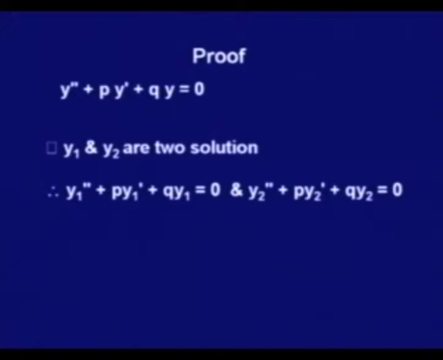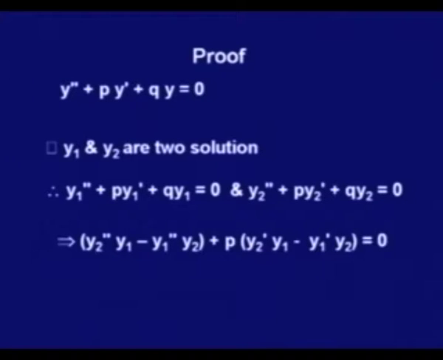Now, from these two equations, if I eliminate the term containing q, that is, I multiply the first equation by y2 and the second equation by y1 and subtract, then what would we get? We would get y2 double dash y1 minus y1 double dash y2 plus p times (y2 dash y1 minus y1 dash y2) is equal to 0. Now, let us see what we have obtained.